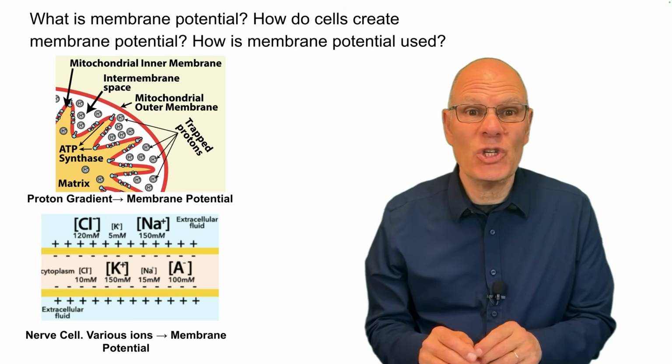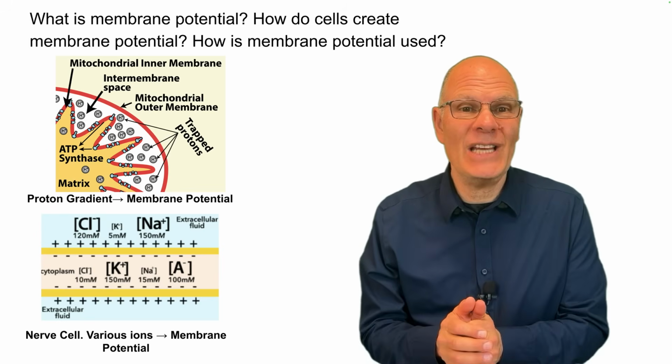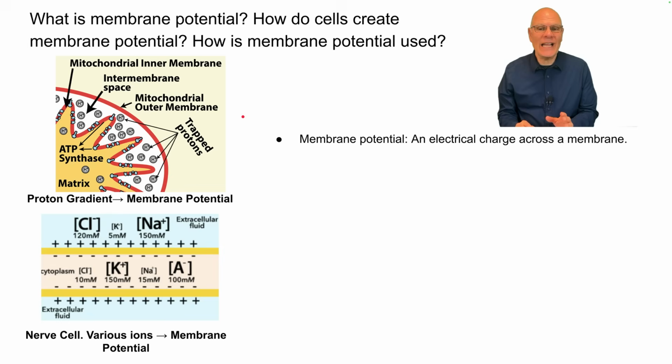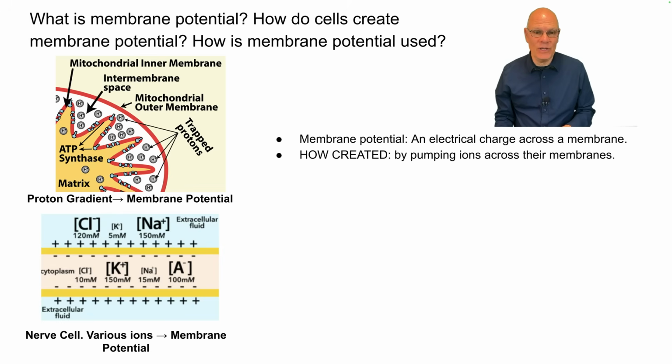What is membrane potential? How do cells create membrane potential? How is membrane potential used? Membrane potential is an electrical charge across a membrane that creates a voltage difference. How is it created? Through cells expending energy to pump ions across their membranes.